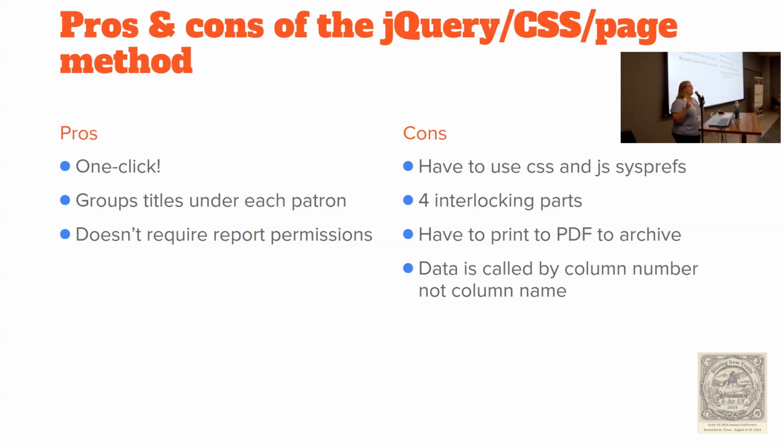It has 4 interlocking parts. So if something breaks, or if you change a setting on one part of it and it makes the other part not work, or you have no idea why its font size never changes no matter what you do, I have no idea why the font size is always the same. If you have to save an archive for the staff, you have to print to PDF. And as Andrew said, the data is called by column number and not column name.